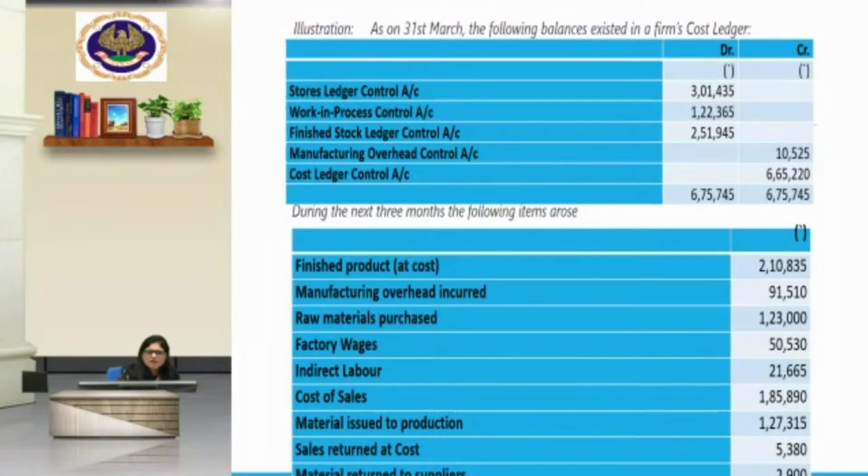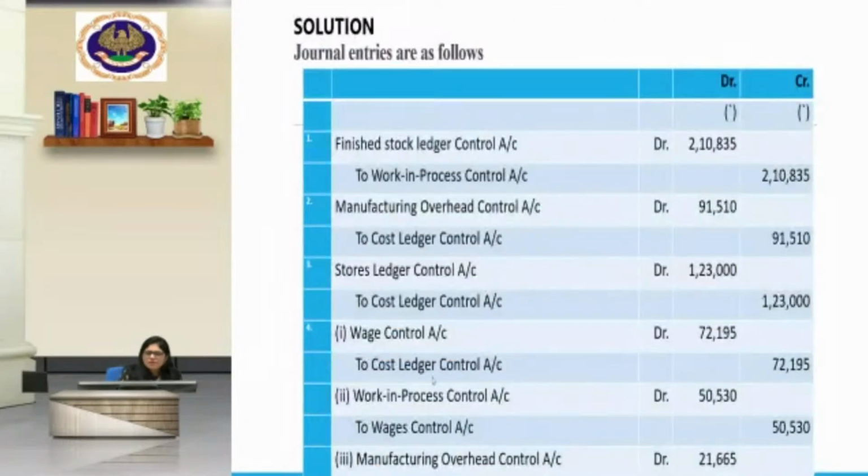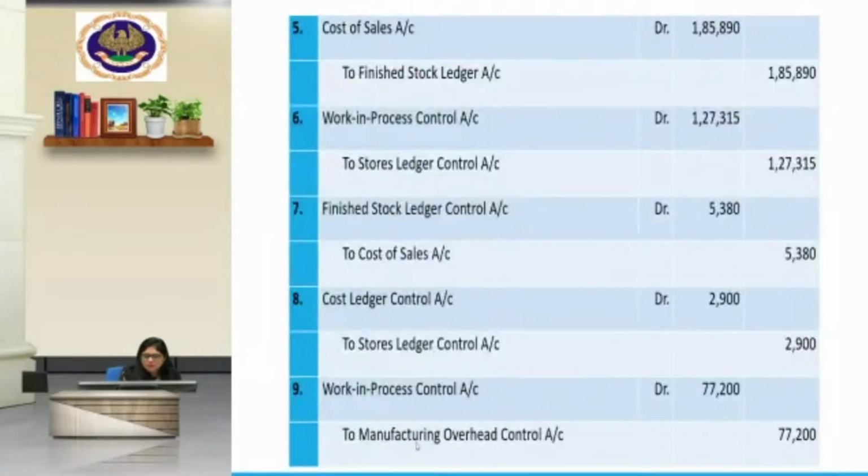So wages control account debit to cost ledger, indirect entry. Wages control account debit to cost ledger control account. Clear? Now, we can transfer it to the different overheads. Factory wages, that could mean the direct wages also. Let us see the entry. Wages control account debit to cost ledger and WIP debit to wages control account. Clear?